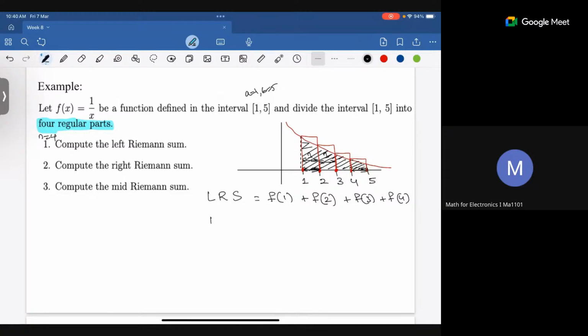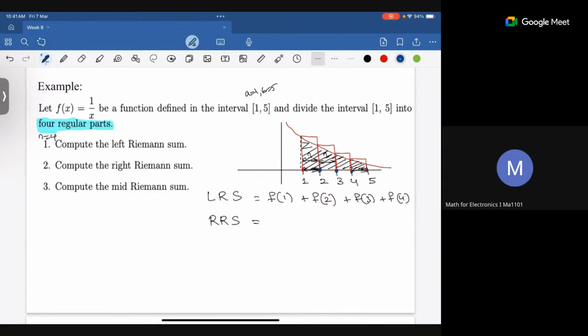Whereas right Riemann sum, what will happen to the right Riemann sum? What point should I choose for the first rectangle, for the first interval? Two, sir. I have to choose 2 as my height. Yes, sir. Similarly, for the second rectangle, I have to choose 3. For the third rectangle, I have to choose 4. For the fourth rectangle, I have to choose 5.